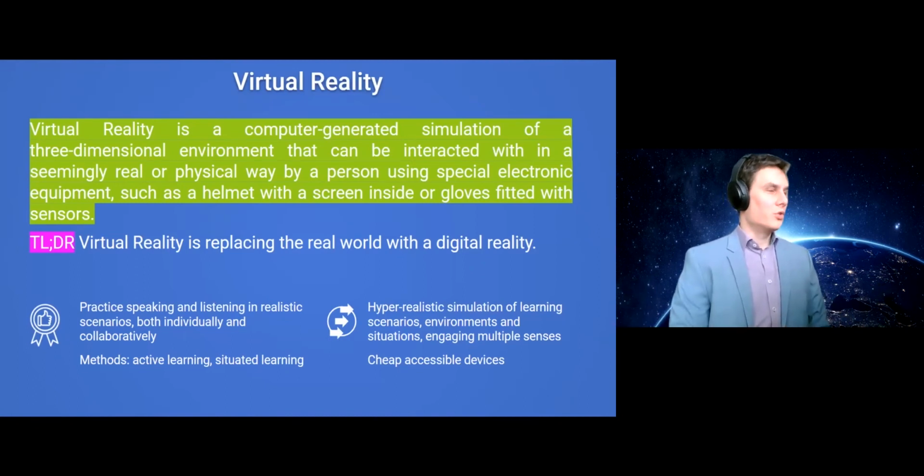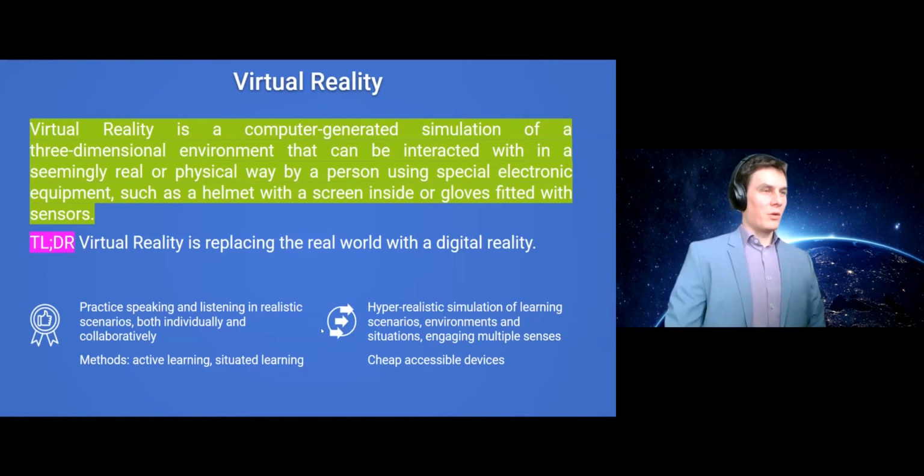And the teaching methods that are usually used with virtual reality are active learning and situated learning, so that the learners are fully immersed and engaged in a specific context, in a situation. They feel and they react as if they are actually there in the middle of the street in a city where nobody speaks the language they normally speak.